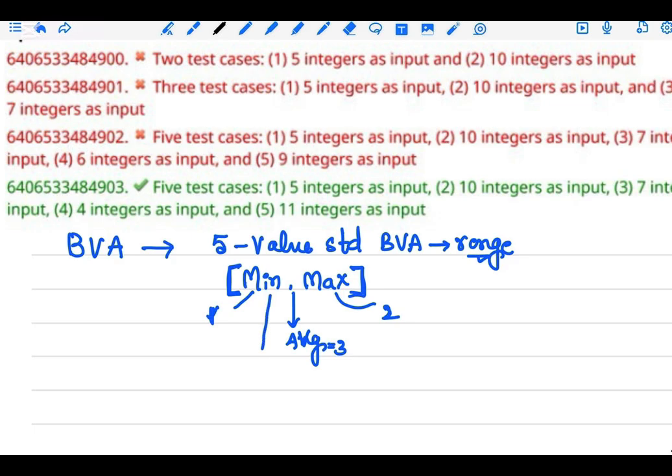And the next one is minimum, meaning the lowest value. Lowest means, for example, we represent it with minus, so minimum minus 1 is one value. And the one nearest to the boundary on the other side, that is maximum plus 1, is one value. Total 5 values, right? So that is boundary value analysis, 5 value standard BVA. The range includes both the minimum and the maximum values. So in the question, apply these conditions.